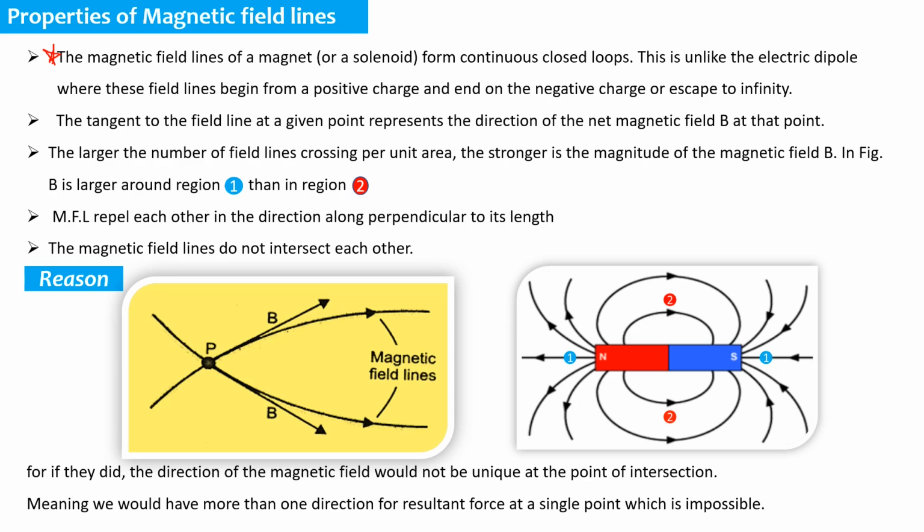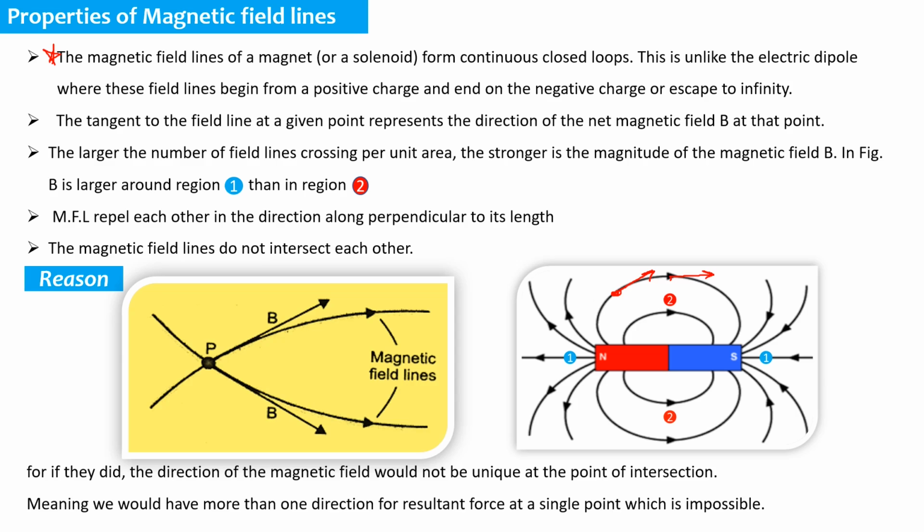Okay, let us go for the next. Tangent to the field lines at a given point represents the direction of the net magnetic field at that point. Okay, so let us understand this with the diagram. If you're going like that, let us assume any point on the line and draw a tangent. So the direction of force at this point is like this along the tangent. At this point it is along this tangent. Actually, what is going on?